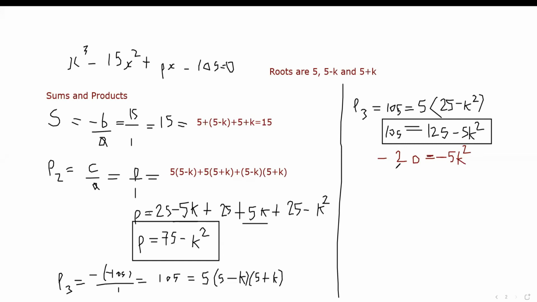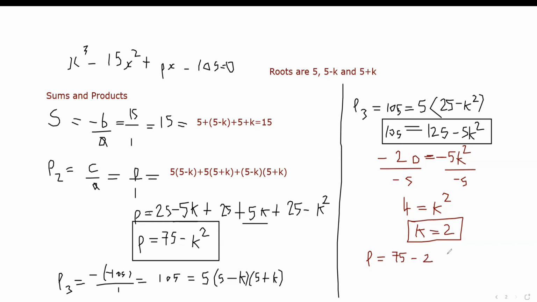Yes, sir. Good. And then we just divide both sides by negative 5. So what we end up getting is minus 20 over minus 5 is 4. So 4 equals k squared. And if 4 equals k squared, then we know k must be 2. All right, nice. K equals 2. Since k is equal to 2, Marika, we can plug 2 in here. And so that means P is going to be equal to 75 minus k squared, which is 75 minus 2 squared, which is 75 minus 4, which is 71. So that is P, 71.